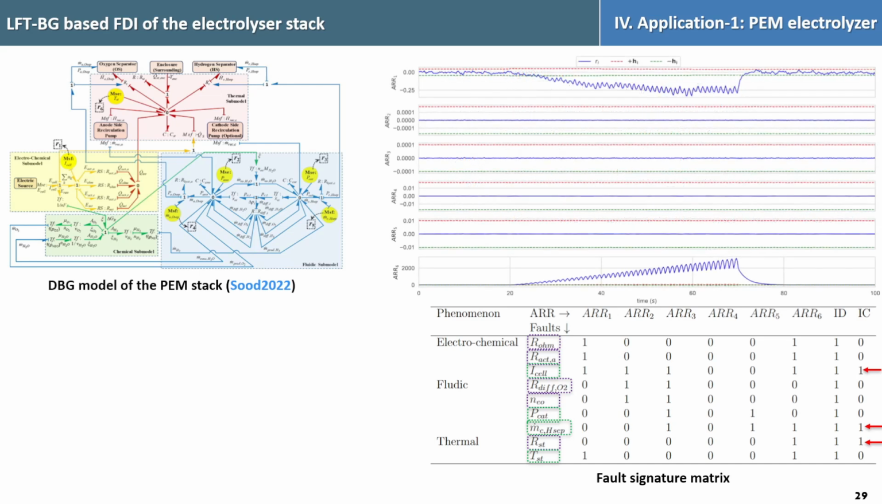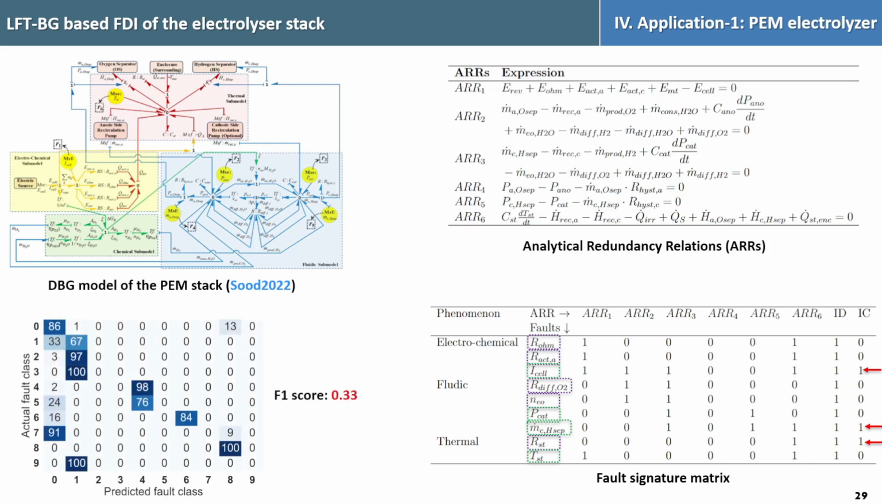Using the pure LFT bond graph model, we achieved an F1 score of 0.33, which is not very impressive. The next slide details our improved methodology for more effective fault isolation.